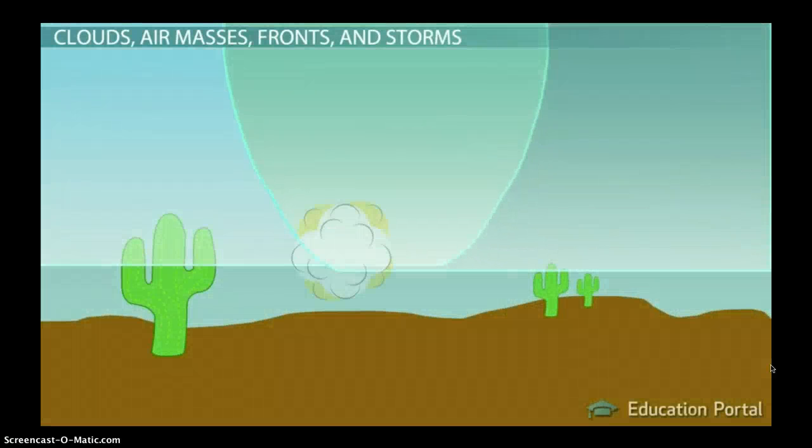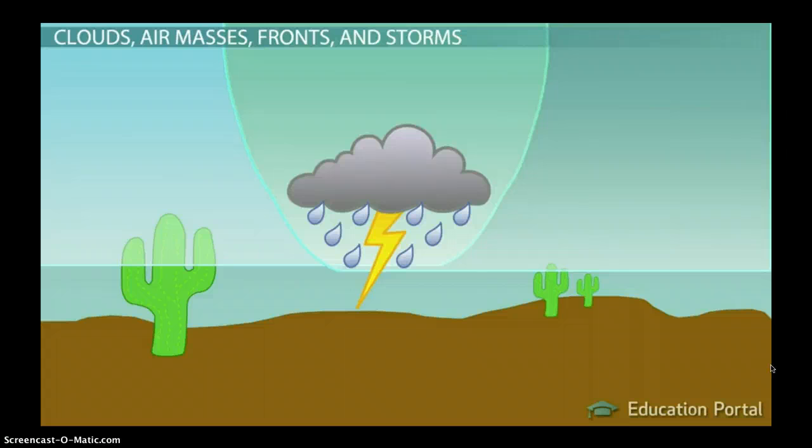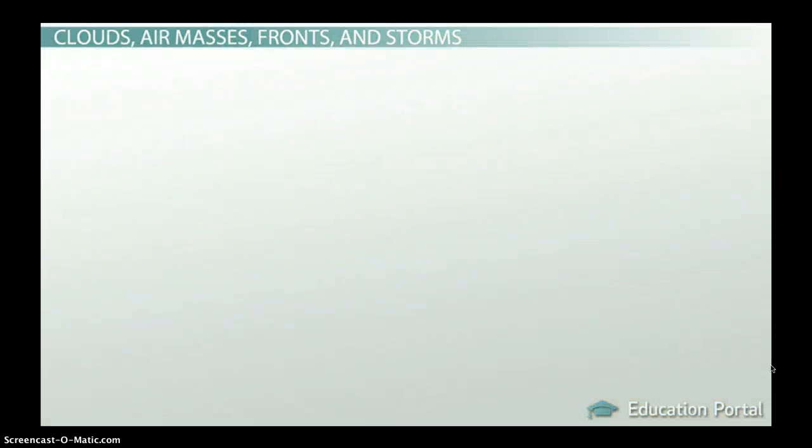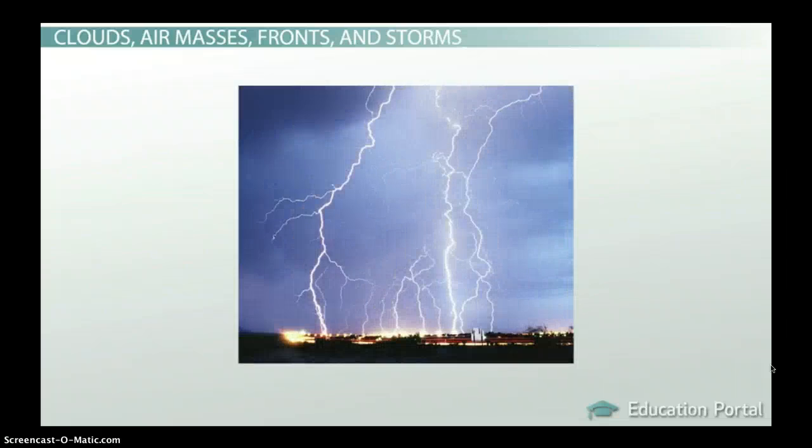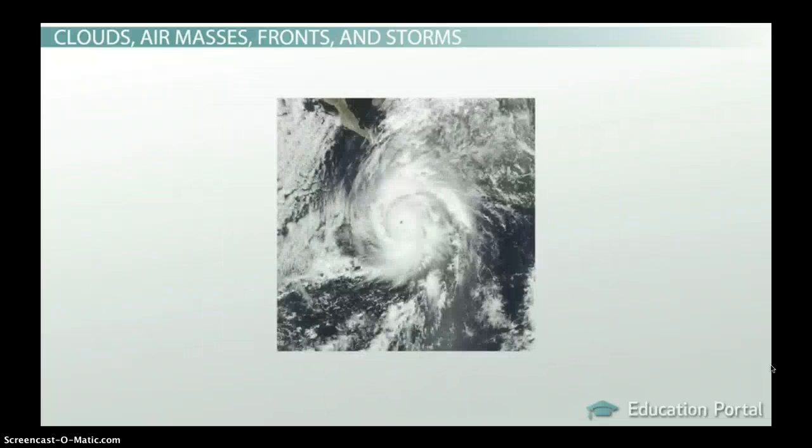Fronts are like fights between air masses. Since they're so different, it almost feels like they can't decide on the weather, and the storms that follow are their conflicting opinions. Our three variables also influence other weather patterns, such as thunderstorms, tornadoes, and hurricanes.